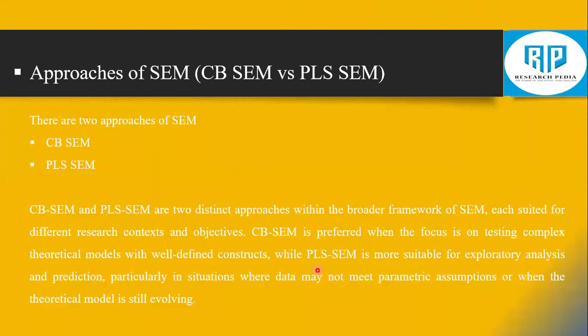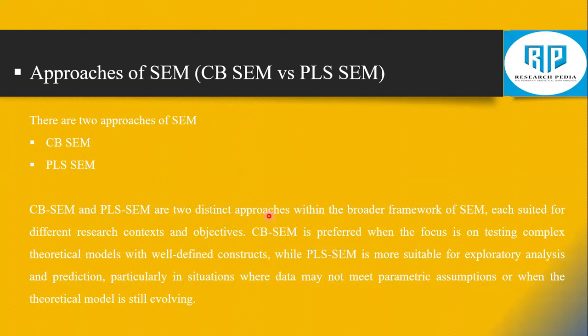While when we are using PLSM, we need to use a smaller sample size. When our sample size is comparatively smaller, and we need to predict the relationship between different variables or constructs, and we do not have any theoretical backing, or our theoretical model is still evolving. It means that theory is not developed into a final shape. So we need to use PLSM.